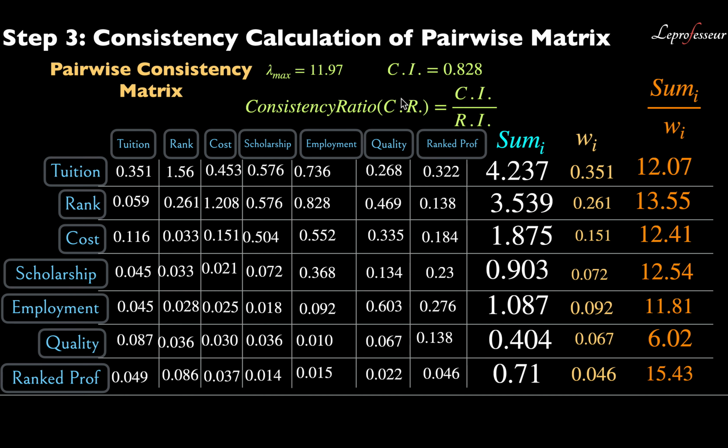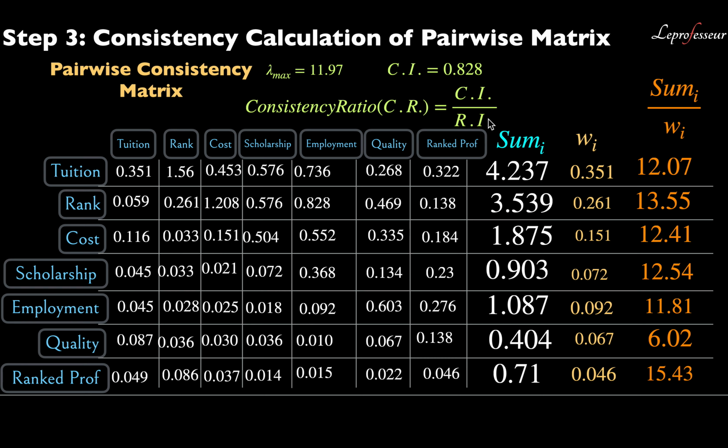Now let's calculate the consistency ratio. Consistency ratio is nothing but the fraction of the CI and RI. CI is the consistency index, RI is the random index.